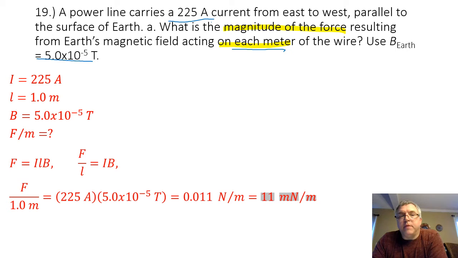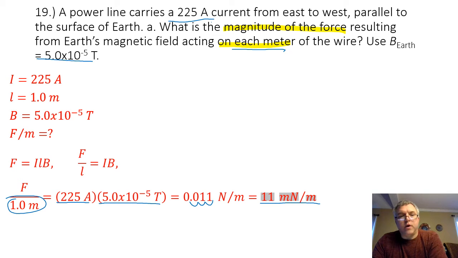So I know that when I plug in my known values, when I plug in my length of 1 meter underneath the force, that's not going to change the value of the force because I'm just dividing by 1. And I need to multiply the current of 225 amps by the magnetic field of 5.0 times 10 to the minus fifth Tesla. And when I do that, I'm going to get a force per meter of 0.011 newtons per meter, which I can also convert to millinewtons per meter, move my decimal place over 3 times, and I'm going to get 11 millinewtons per meter.